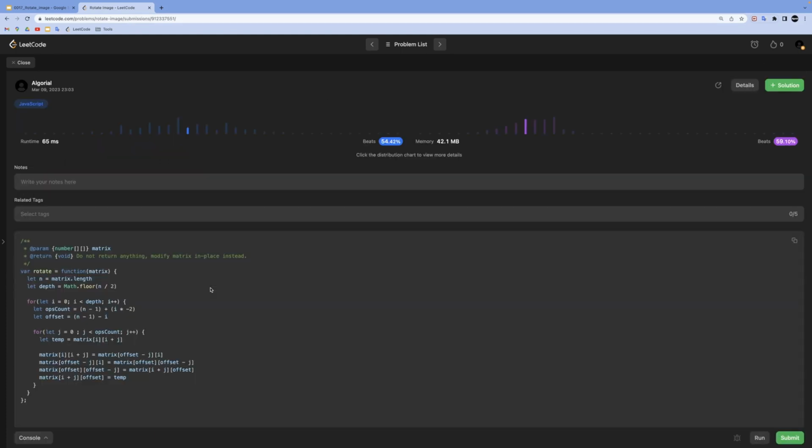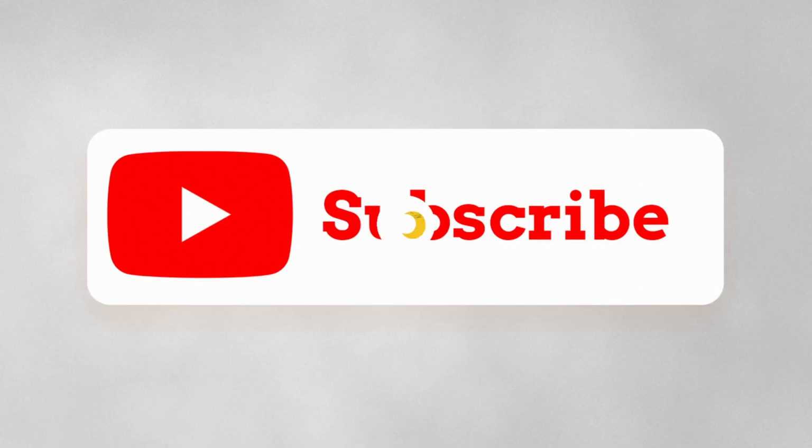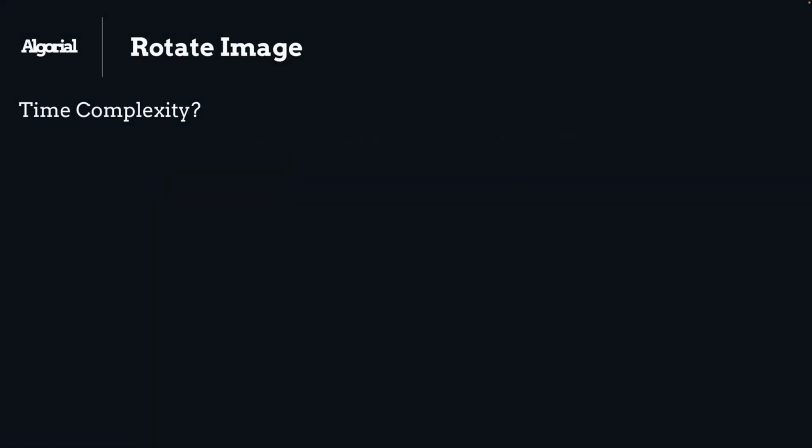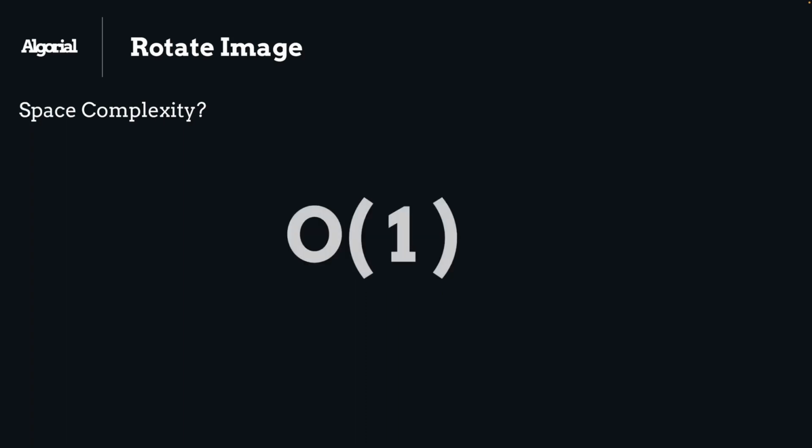Now let's jump back to the slides for time and space complexity analysis. For time complexity, we will have O of C, where C is the count of all cells in our matrix, and that is because every cell has been read and swapped only once. For space complexity, it will be O of 1 because we really don't do anything special with memory.